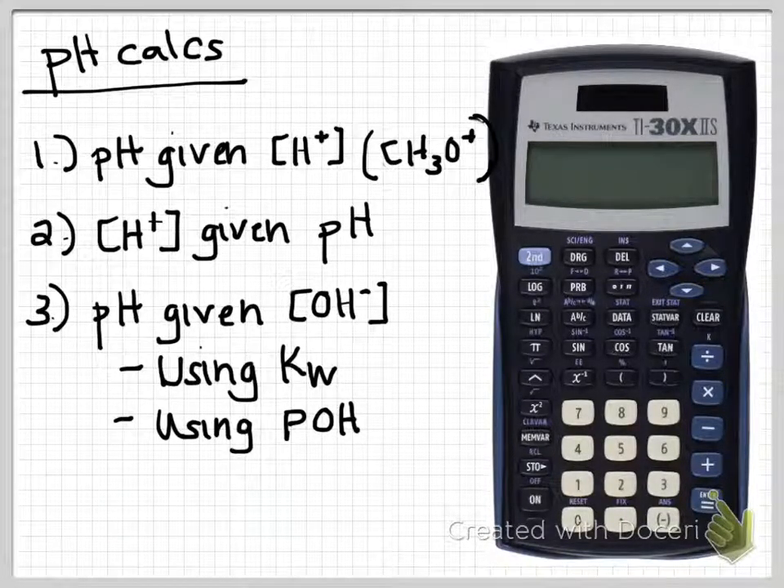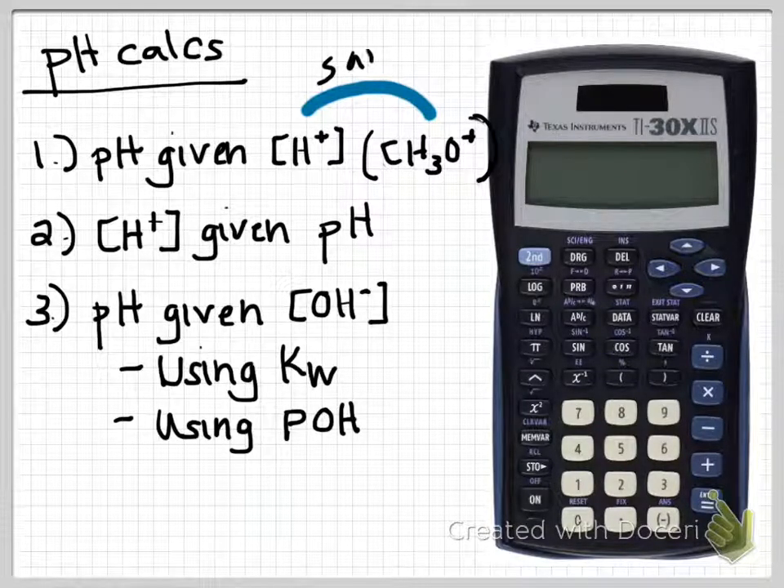So the first type of problem we're going to look at is pH given the H plus concentration. Remember that H plus and H3O plus are the same. So don't get freaked out if you're given one or the other. You're going to do it exactly the same way.